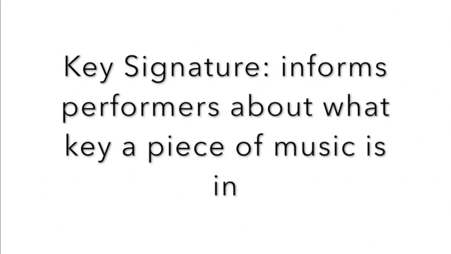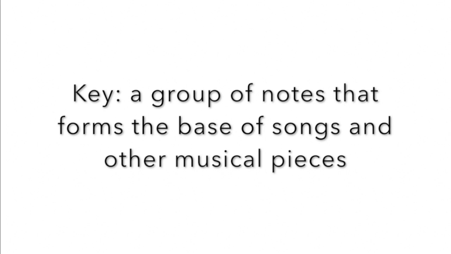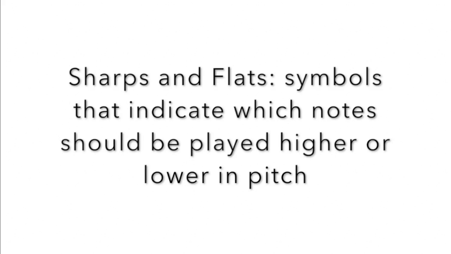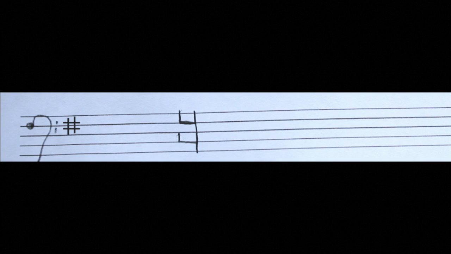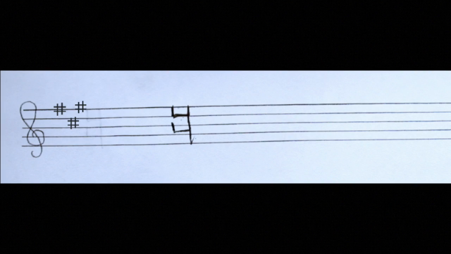The key. If you remember what I said in the last video, a key signature is used to tell a musician what key to play in. A key represents the organization of specific notes that are needed to be played in a piece of music. In each of these keys, there are sharps and flats, which are symbols that indicate which notes should be played higher or lower in pitch. If you need a review on how to use sharps and flats, make sure to check out my last video, Key Signatures Part 1.